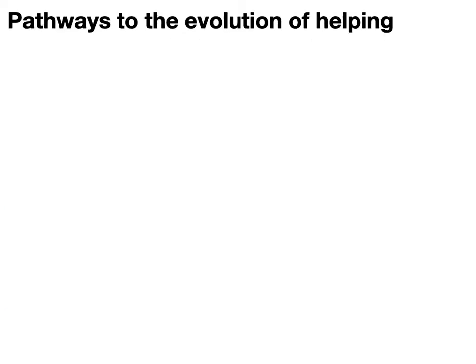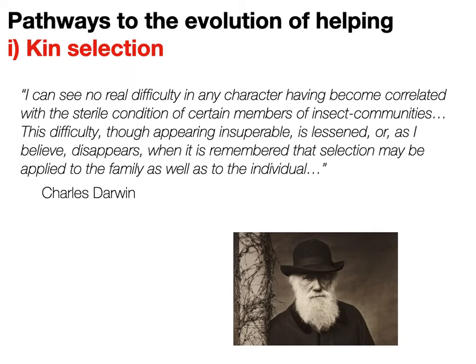Okay, so now we can get into these four pathways to the evolution of helping. And this is the bulk of this lecture. The first one is one that you are already familiar with, kin selection. We've seen it before. And this is a remarkable quote from Charles Darwin in the 1800s about eusocial insects.